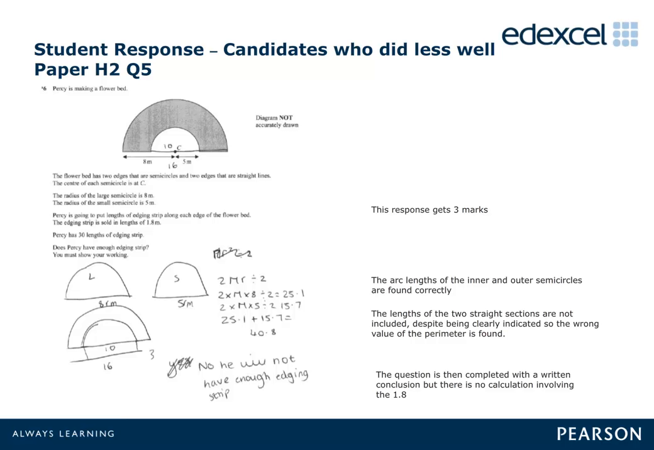This response is less good. The student sensibly has drawn out the diagrams to help with the calculation. They have used the correct formula for the arc length of a semicircle and then calculated correctly the total curved length. Sadly, they omitted the 2 straight borders, despite the 3 clearly having been shown on their own diagram. Even worse, they did not relate their calculation to the number of edging strips.